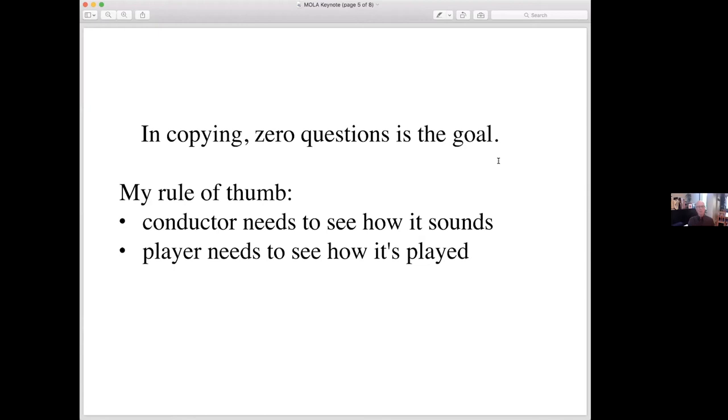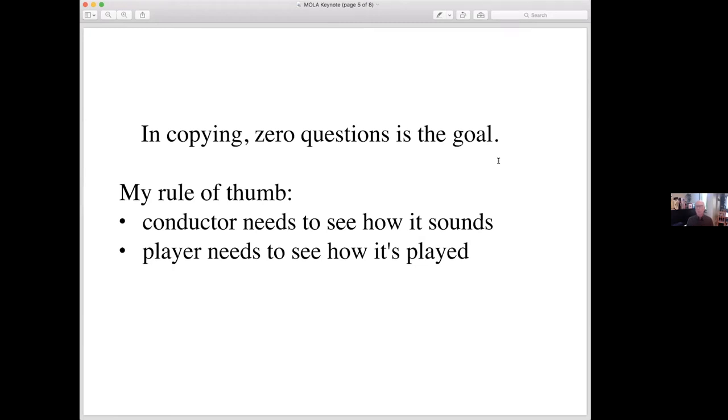When I'm preparing material, my rule of thumb is that the conductor needs to see how it sounds and the player needs to see how it's played. That means for me, an orchestra score is a C score, so that the conductor can see exactly what the sounding pitches are. It means that I'm writing harmonics in strings at the sounding pitch, whether they're natural or artificial.